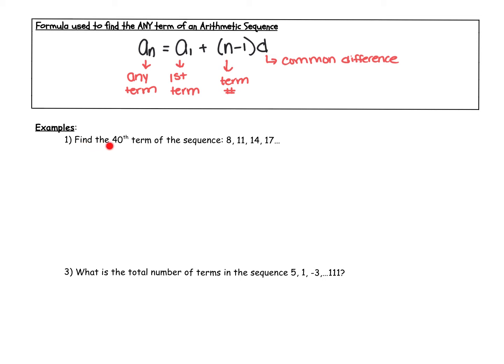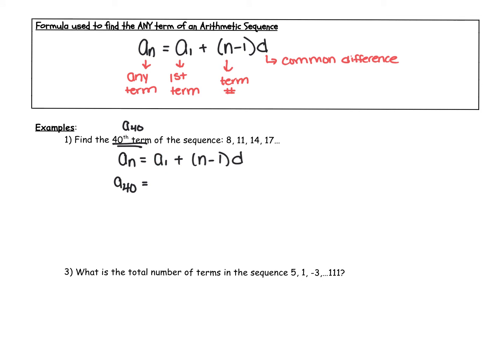So this one says, find the 40th term of this sequence. So obviously we could just keep drawing lines until we got to 40 terms, but that would take forever. So this formula will be helpful. So let's just start by writing it again. A sub n equals a sub 1 plus n minus 1 times d. So I want to find the 40th term. We know that the 40th term can be represented by a sub 40. So I'm going to do that, a sub 40.